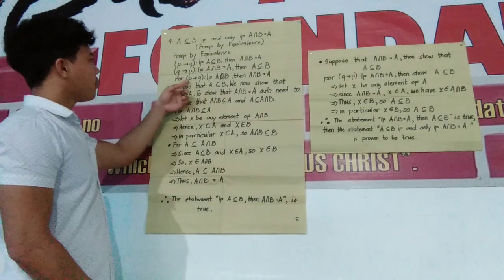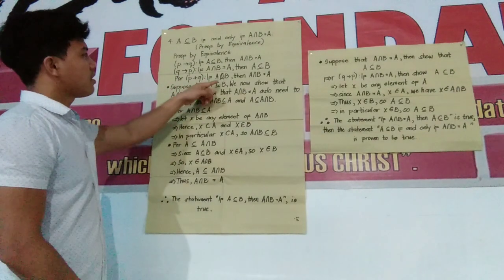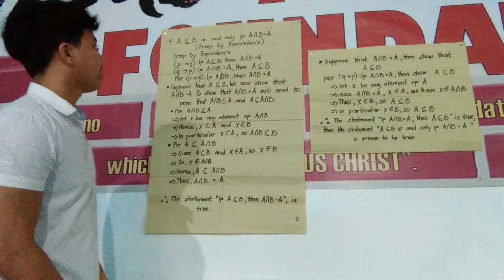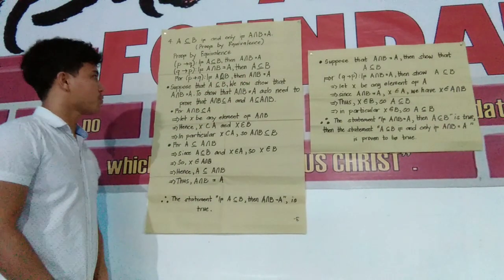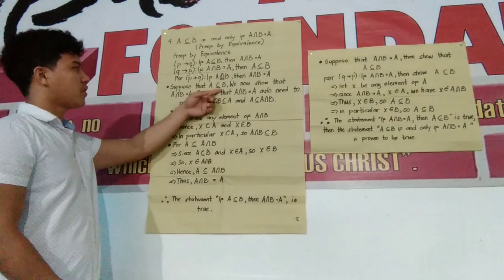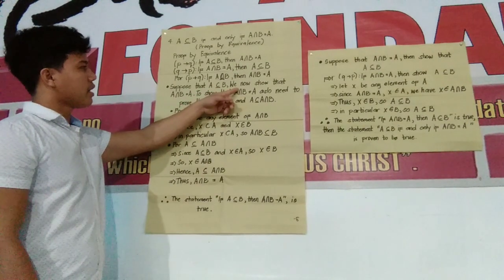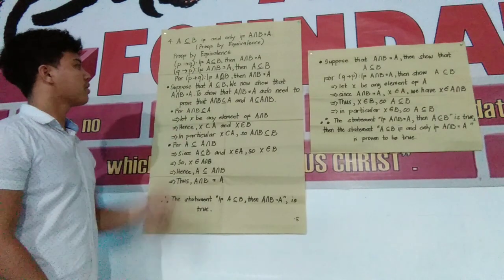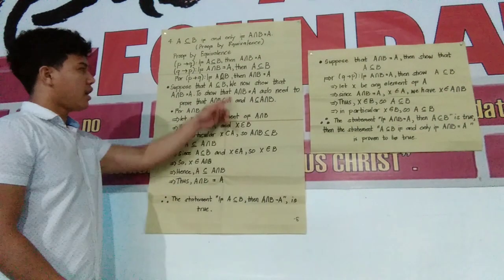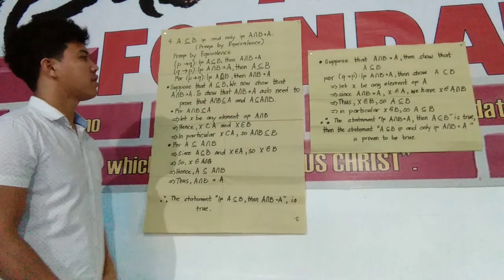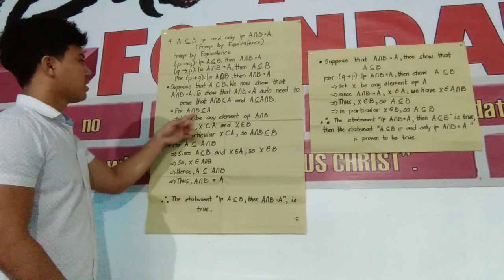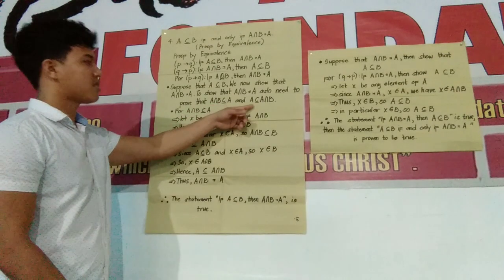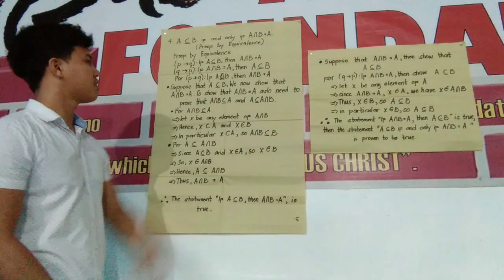So for P implies Q, if A is a subset of B, then A intersection B is equal to A. Now we have to suppose that A is a subset of B. We can now show that A intersection B is equal to A. To show that A intersection B is equal to A, we need to prove that A intersection B is a subset of A and A is a subset of A intersection B.